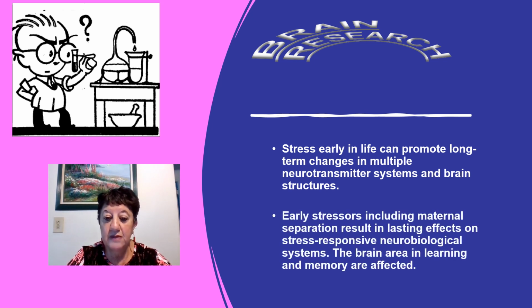Early stressors, including maternal separation, if children have to go into foster care, either permanently or on a short-term basis, result in lasting effects on stress-responsive neurobiological systems, and the brain areas for learning and memory are affected. So stress response, maybe a simple way to put it is the child could have a short fuse. They get easily frustrated, so they're yelling or lashing out or hitting. If you were dealing with such a person in adult life, they would need to learn some techniques about how to deal with stress.